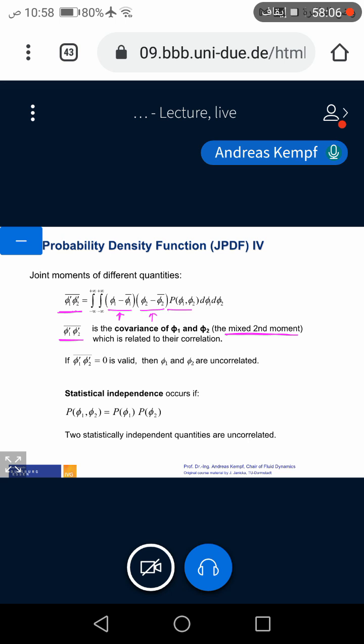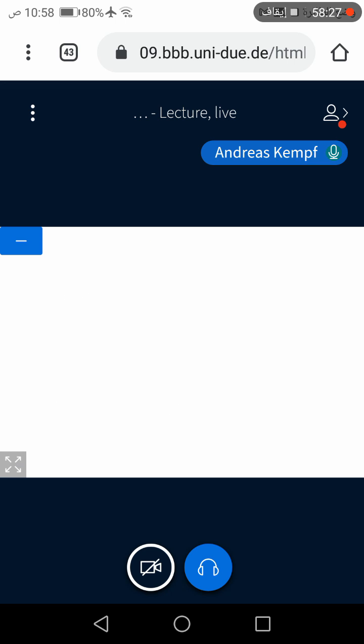Statistical independence occurs if we can write that the probability for the values phi 1 and phi 2 can be calculated as the product of the probability for phi 1 and phi 2. And if these quantities are statistically independent, then they are also uncorrelated. What correlation is, we are looking at later.